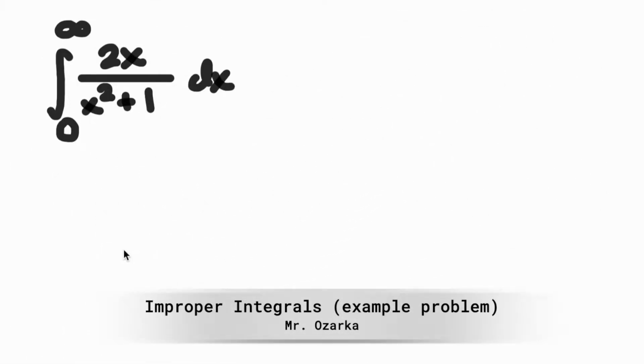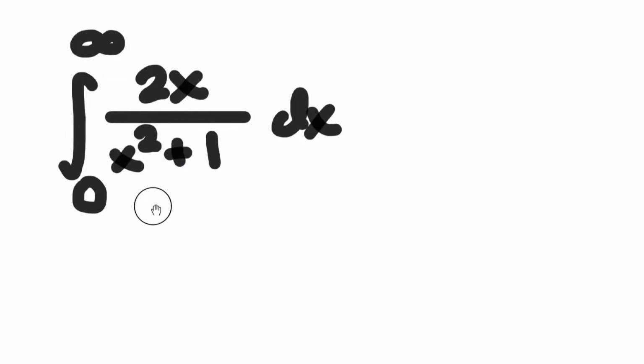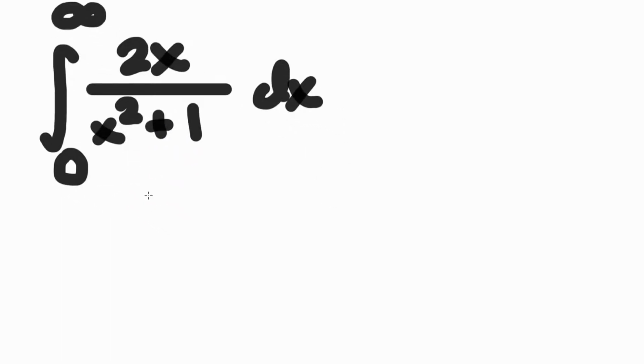This is going to be an example video for improper integrals, and we have this example right here. It says the integral from 0 to infinity of 2x over x squared plus 1. And the first thing I'm going to do before I try to solve this improper integral is to find the antiderivative, and then we're going to use that antiderivative to find the definite integral.